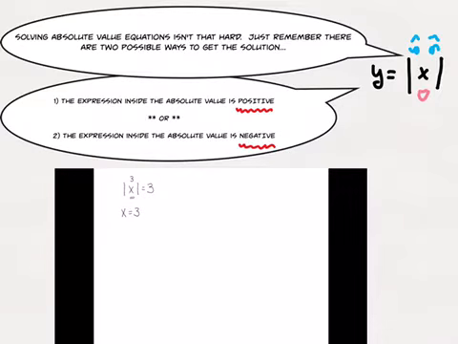But it could also be that x equals negative 3, because if we plug negative 3 back into this equation, the absolute value of negative 3 is 3. So both of these solutions work.